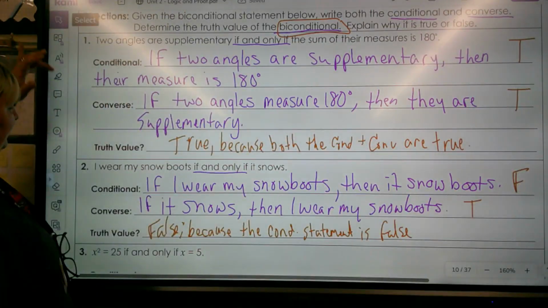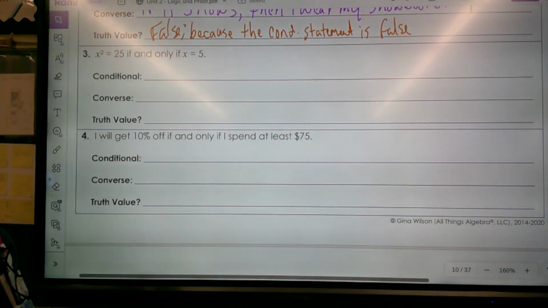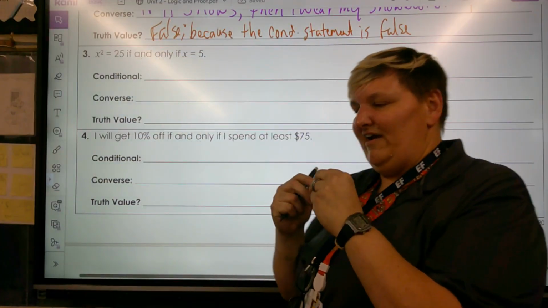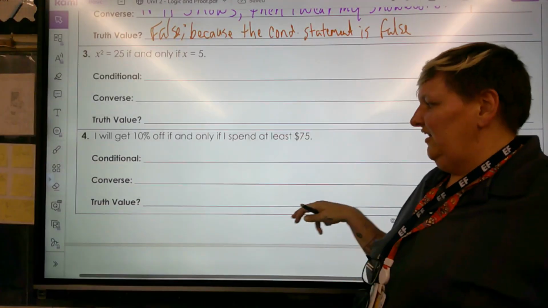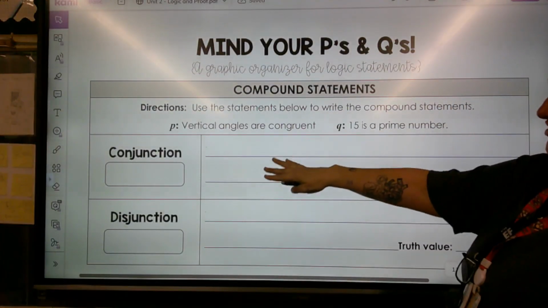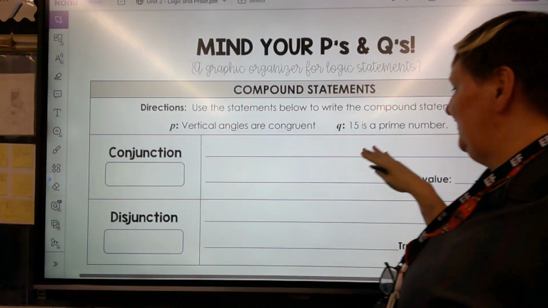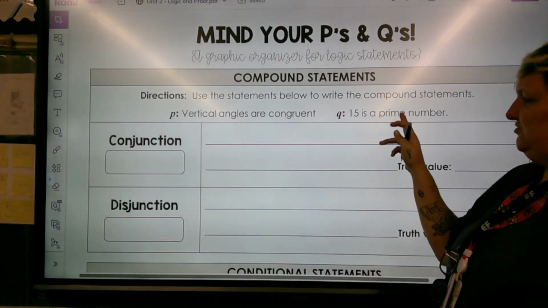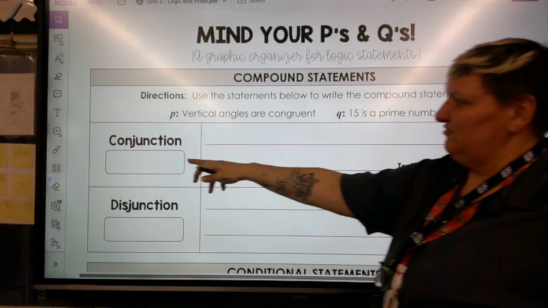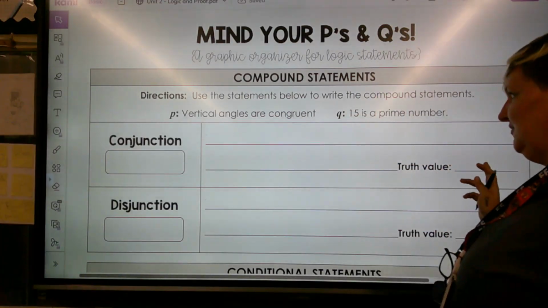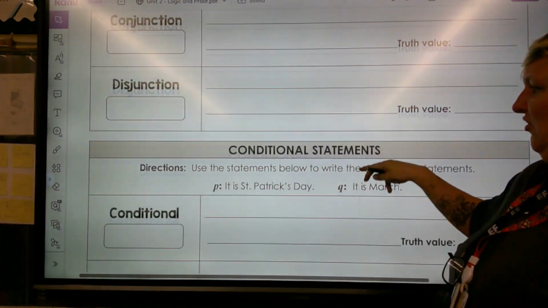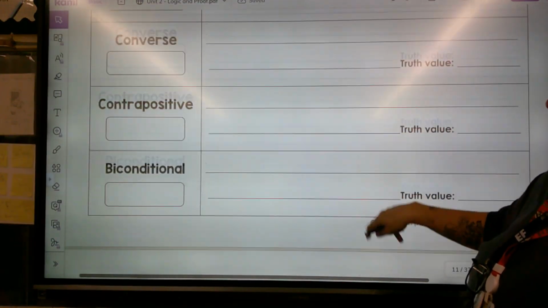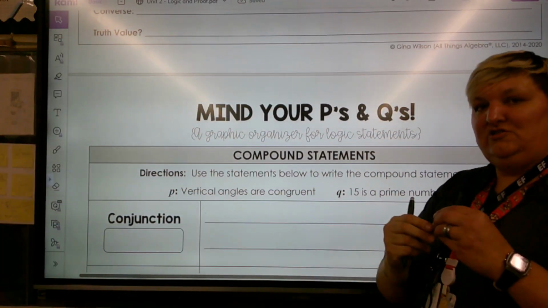So you do 3 and 4, and then when you're done, I'm going to pair you up. You're going to do a pair activity where you do a couple of these together. It's going to look something like this, where you have to show me the symbolic version, and then use these two statements. You have to write it as a conjunction, write the statement, and tell me its truth value. And then you have to do that for all the different possibilities: the conditional, the inverse, the converse, the contrapositive, the biconditional. But I'll put you in pairs so that you can help each other out.